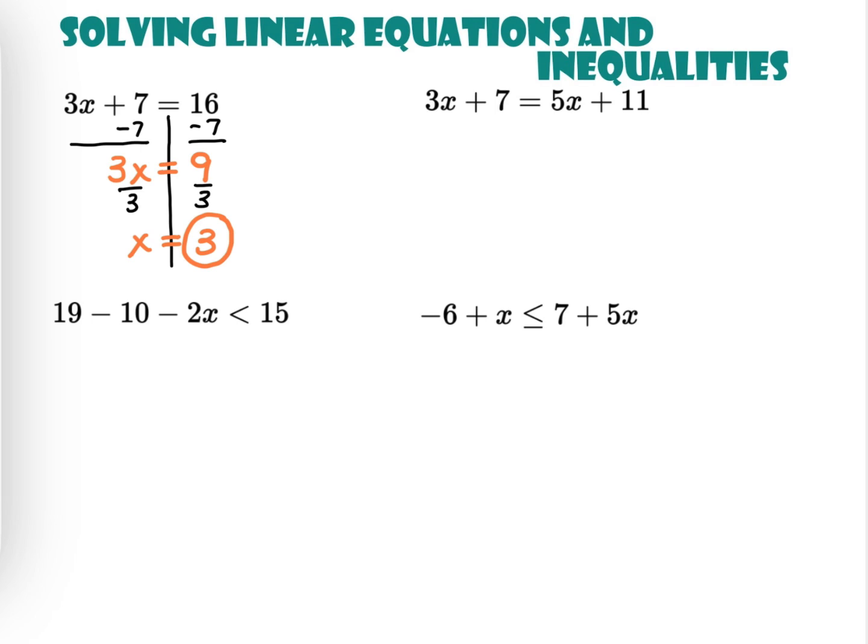You want to watch out on the second one. If you have x's on two different sides, that means you're going to want to combine your like terms first. You're going to want to get both x's to one side. You could go either way. I'm kind of a fan of subtracting the 3x, only because I like my x to come out positive. But you could subtract the 5x and we would get the same answer in the end.